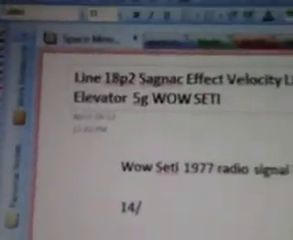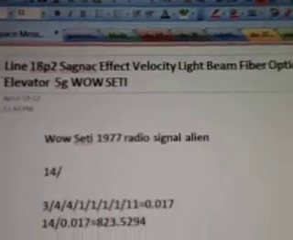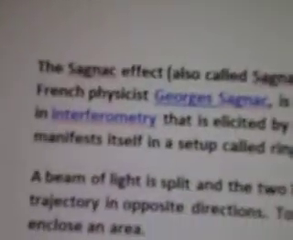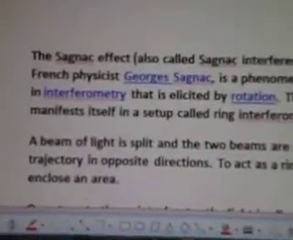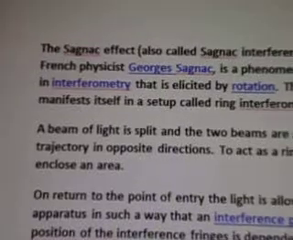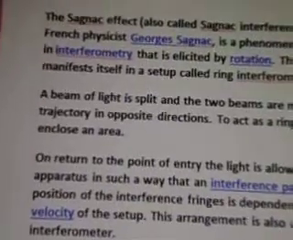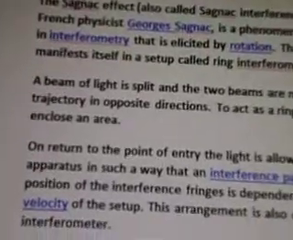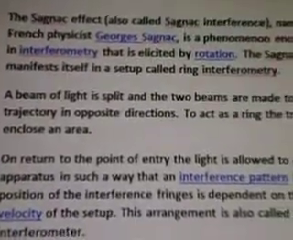So this line 18p2: Sagnac effect, velocity, light beam, fiber optic, space elevator, 5G, Wow Seti. And there's the alien radio signal. This is the Sagnac effect, also called Sagnac interference, named after the French physicist Georges Sagnac. It is a phenomenon encountered in interferometry that is elicited by rotation.